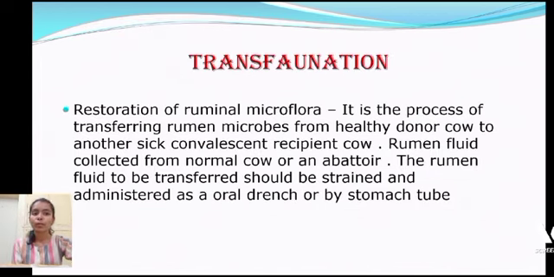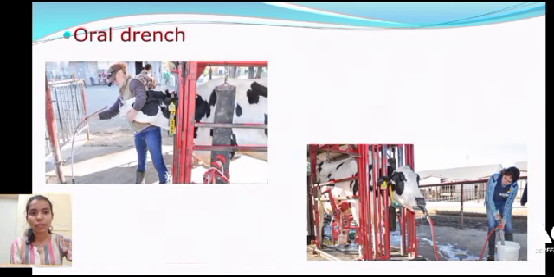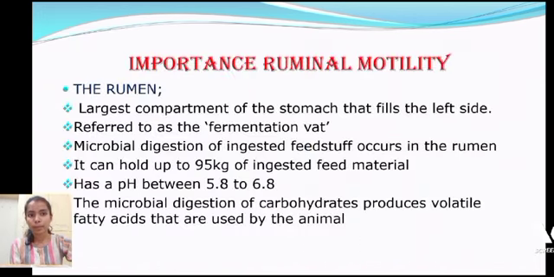Next topic is about the transfaunation. It is nothing but restoration of the ruminal microflora. It is the process of transferring the rumen microbes from a healthy donor cow to a sick recipient cow. It can be done by two methods, oral drenching or the stomach tube method. This is the stomach tube method of transfaunation and this is the oral drench method.